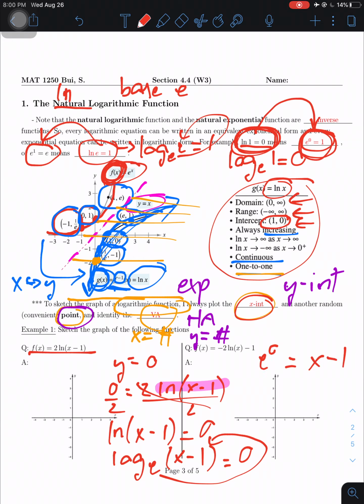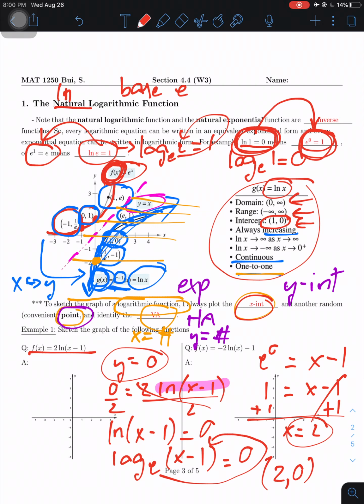If you remember from the last sections, e to the 0, or anything to the 0, is 1. So we have 1 on the left-hand side, and we can just copy the right-hand side. Now, to solve for x, we add 1 to both sides. Cancel here, and we have x equal to 2. So the very first point that we have here is (2, 0). All of that work just to get 1 point, right?